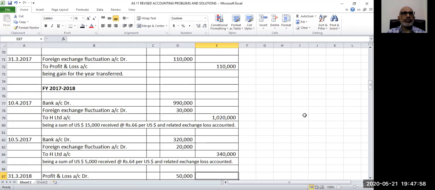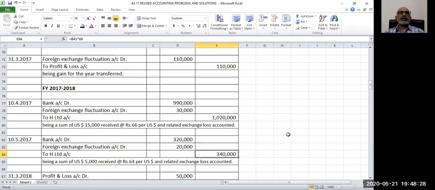It's going to be bank account debit, foreign exchange fluctuation account debit for the loss, to H Limited account. How much did we receive in bank account? $5,000 at the rate of 64 rupees per dollar. So it comes to 3,20,000. Then we are booking a loss of 4 rupees per dollar. $5,000 are received. So 20,000 is a loss debited to foreign exchange fluctuation account.